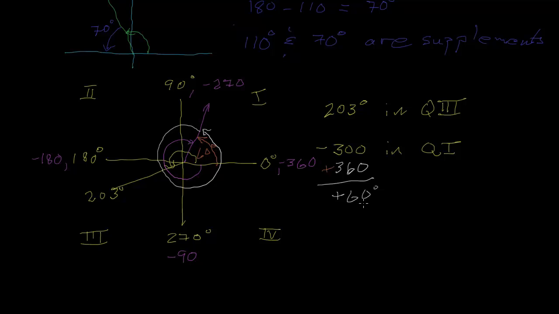Hopefully that makes some sense to you. In your exercises, you need to be able to come up with coterminal angles, one positive, one negative. To find those angles, just add or subtract 360 degrees to your original angle, and you can find those. Hope that helps.